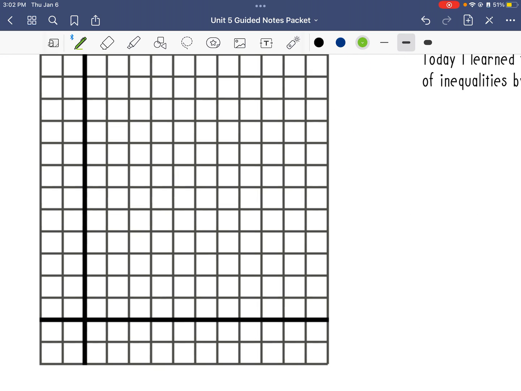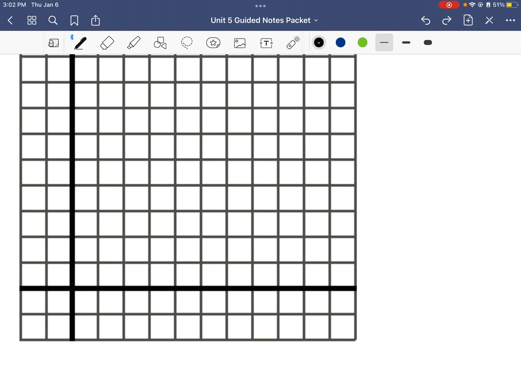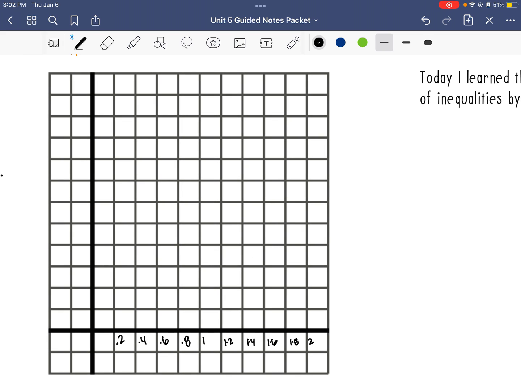Now, if every 1 was a bar here, then our graph would just be like this little tiny corner, and we really wouldn't be able to see anything. So I'm going to recommend that we actually count by decimals in this case, and I'm going to say let's count by 0.2s. So 0.2, 0.4, 0.6, 0.8, 1, 1.2, 1.4, 1.6, 1.8, 2, and the y, we're going to do the same thing.